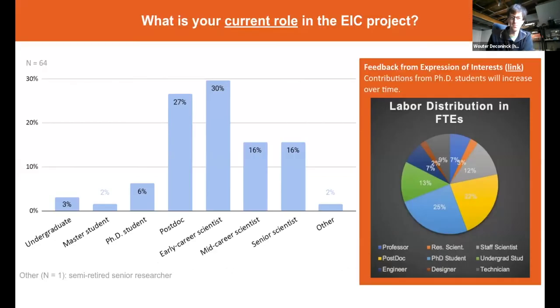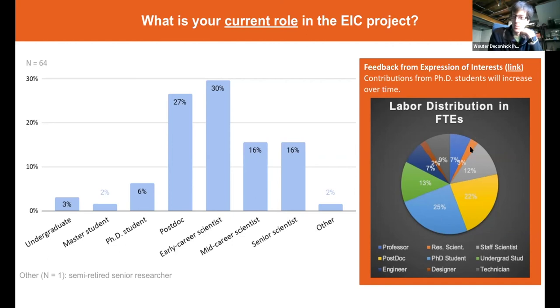So the first question we included was, what is your current role in the EIC project? And you see that we mainly got answers from mid-career type people. This was reflecting to some extent that the people who contributed to the Yellow Report were in this postdoc, early career stage of their career. We did have some more junior people, and we had some senior scientists.